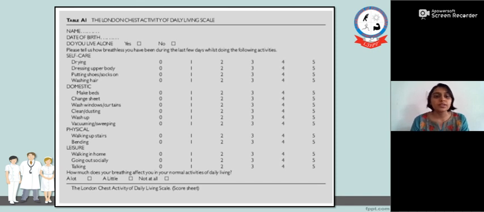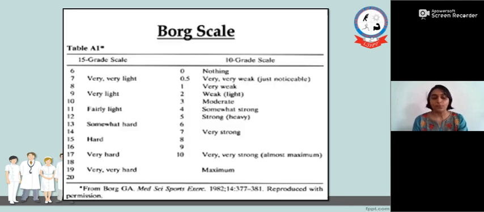Here is the London Chest Activity of Daily Living Scale, where routine self-care activities, domestic work, physical and leisure activities can be graded, and whatever amount of symptoms the patient may feel, he has to grade accordingly. In that way, we can get to know the level of the patient's activity of daily living. With pulmonary rehabilitation, our goal will be to improve their score in such a way that they will not have any kind of symptoms during daily activities.